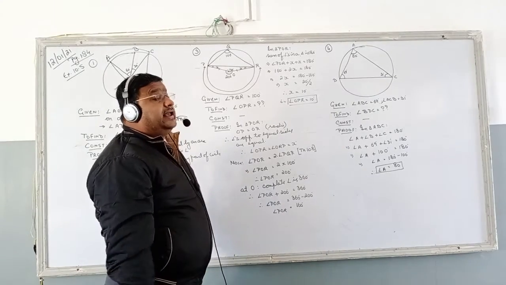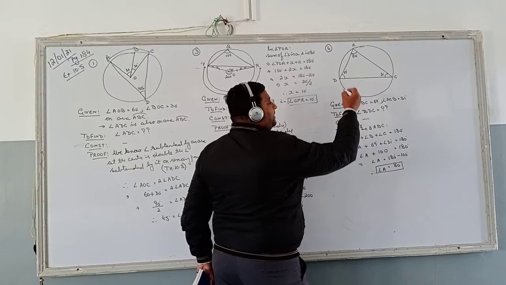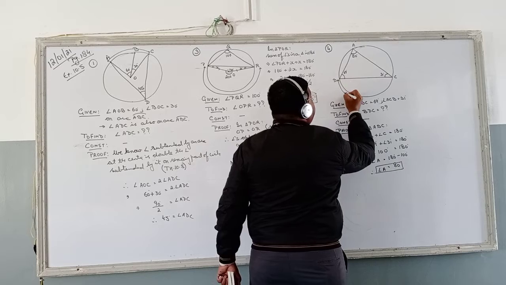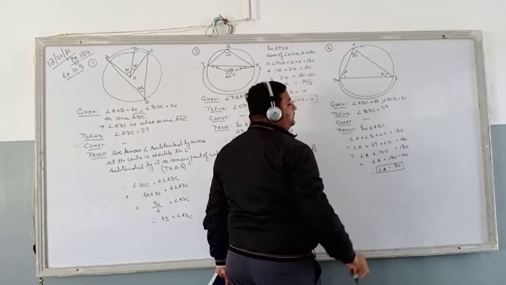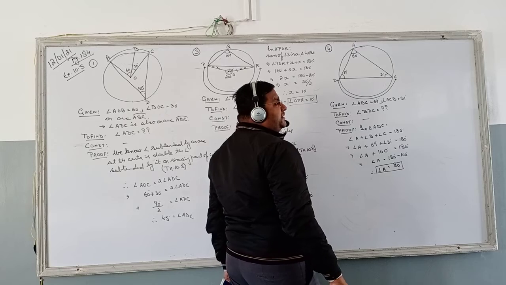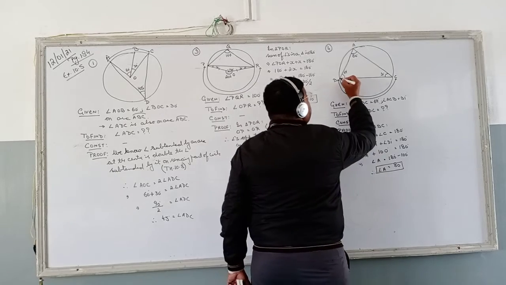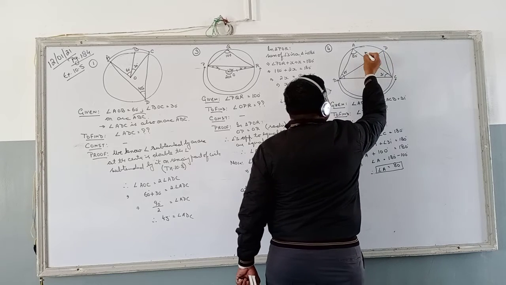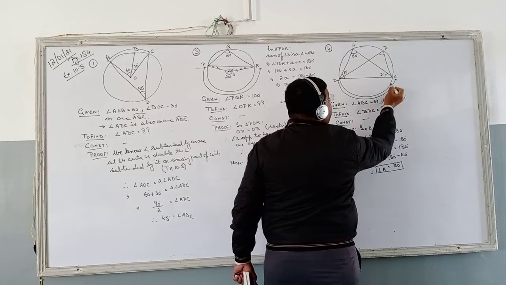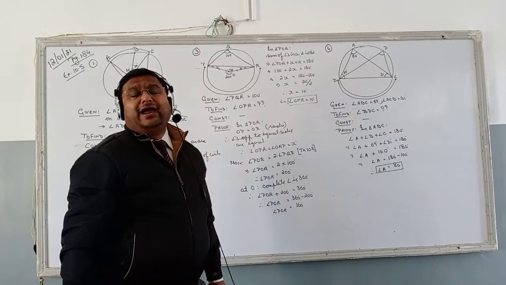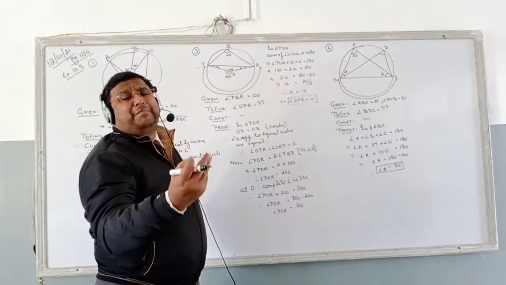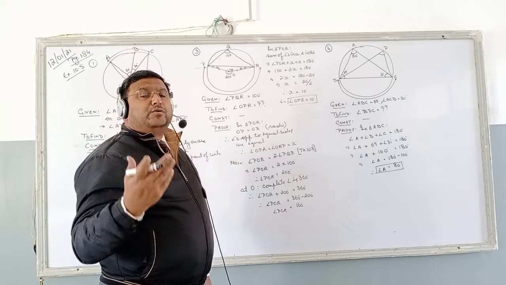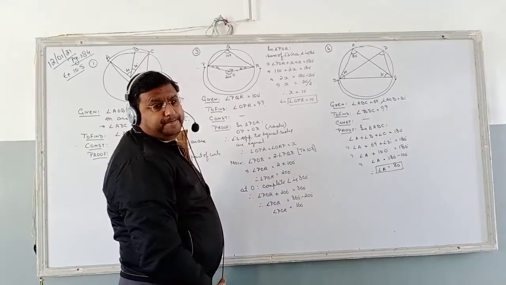Now, angle A is on the circle. BAC is on the circle. On which arc? BC. Isn't it? Now, angle BDC, is it on the same arc BC? So theorem number 10.9, what does it say? Angles in the same segment of a circle are equal. Yesterday we proved it, today we are applying it.